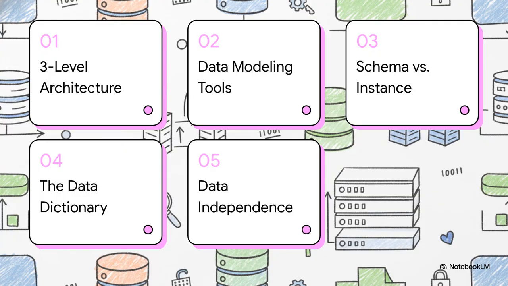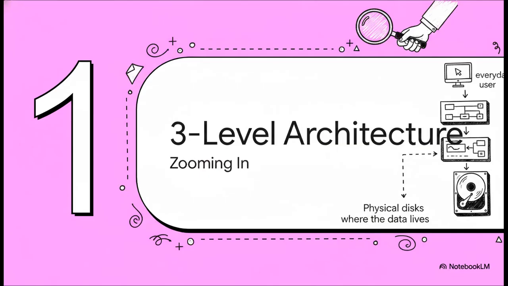To keep us right on track, here's our roadmap for today. We'll cover the three-level architecture, dive into tools for data modeling, compare schema versus instance, open up the data dictionary, and finally, look at achieving data independence. First up on our roadmap, Section 1, the three-level architecture, zooming in.